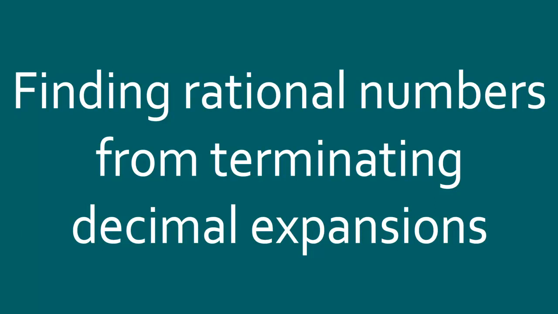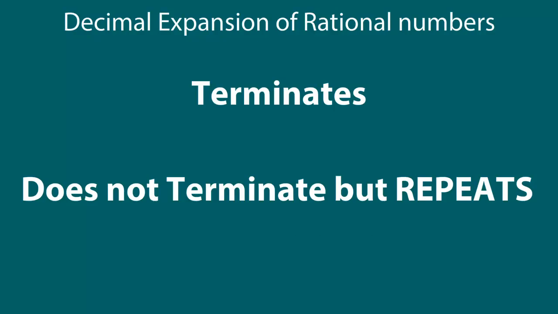Finding rational numbers from terminating decimal expansions. Now, earlier we have studied that the decimal expansion of a rational number either terminates, or if it does not terminate, it absolutely must repeat. Now we know what a rational number is.